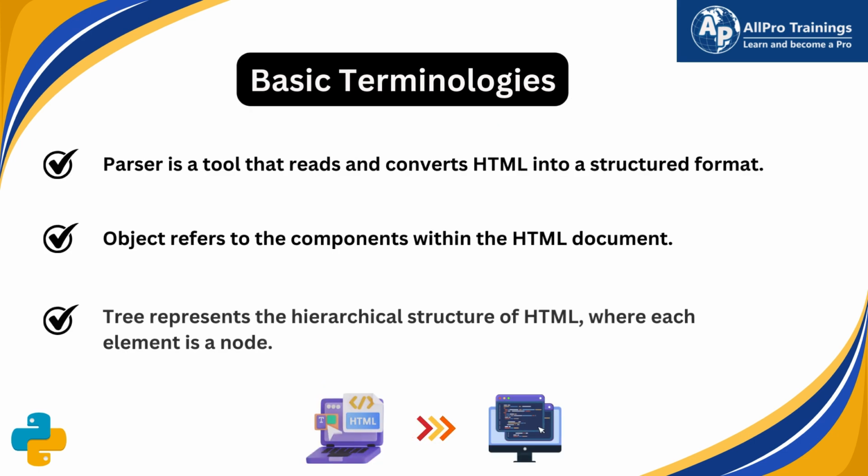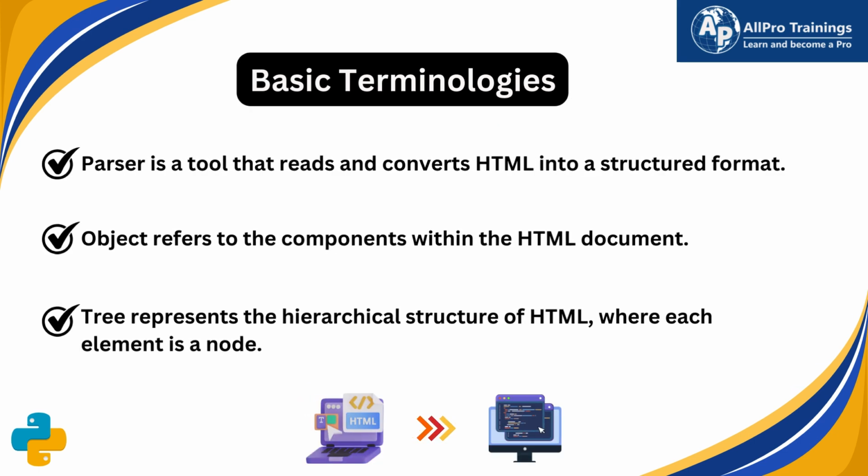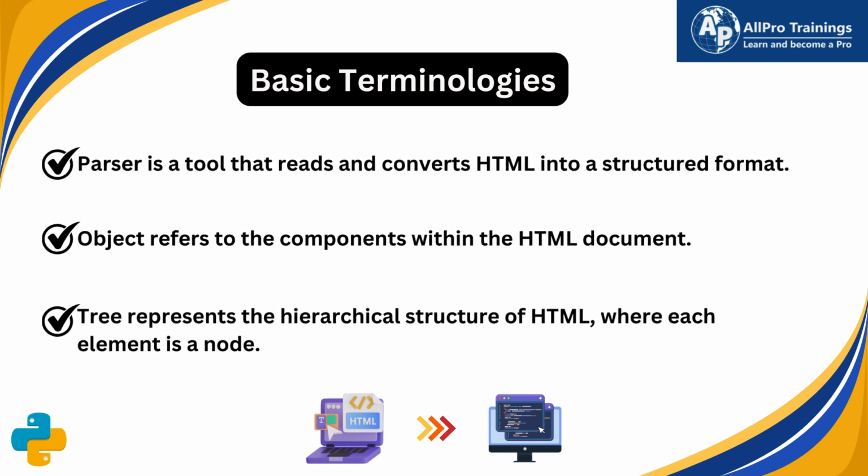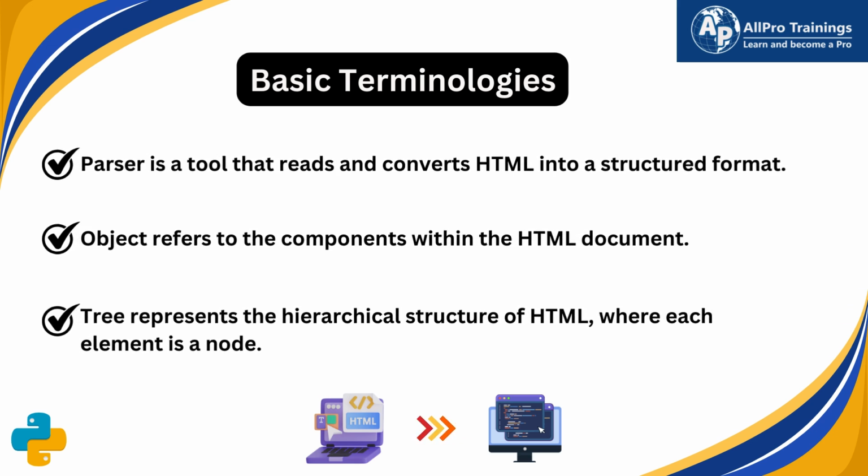Let's understand some basic terminologies. Parser is a tool that reads and converts HTML into a structured format. An object refers to the components within the HTML document. A tree represents the hierarchical structure of HTML where each element is a node.